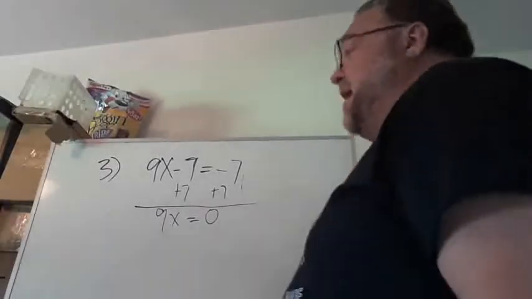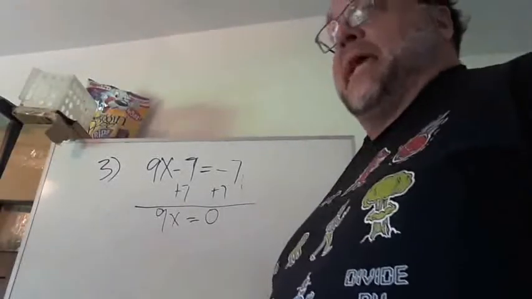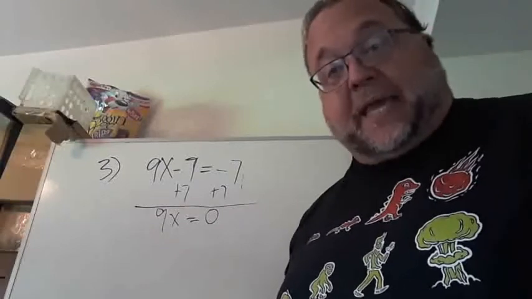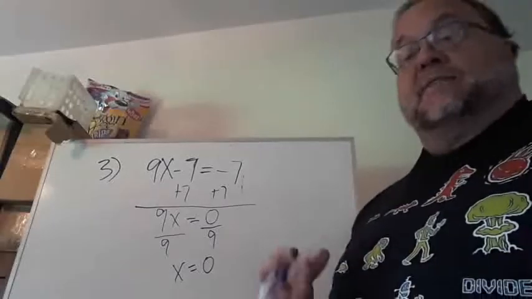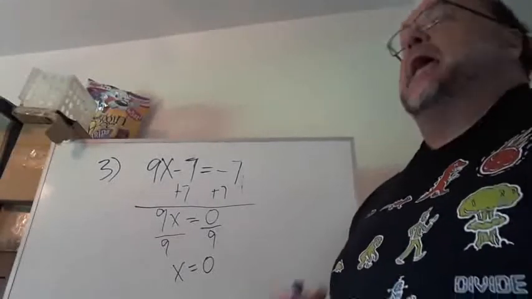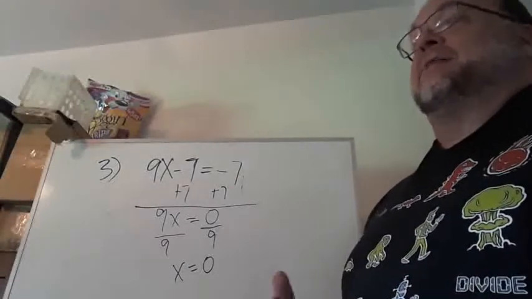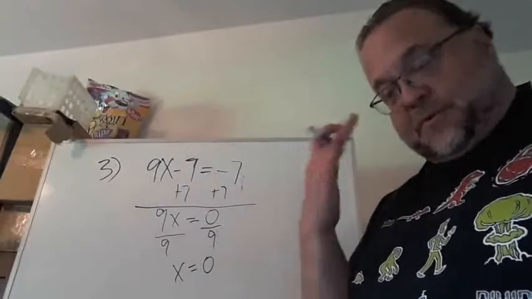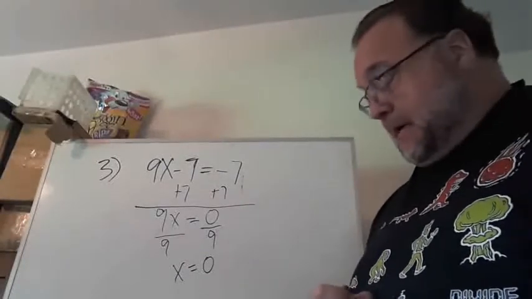Now, when I have 9x equals 0, now I have multiplication. Remember, when I have multiplication, I need to divide. So I'm going to divide both sides by 9, and I get x equals 0. Remember that I can divide 0 by anything, but I can't divide anything by 0. So that's an important thing to remember, okay? All right.